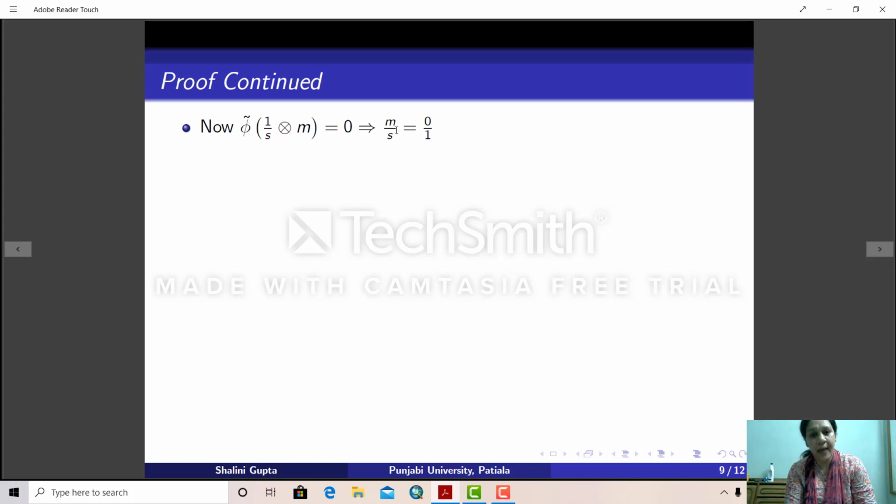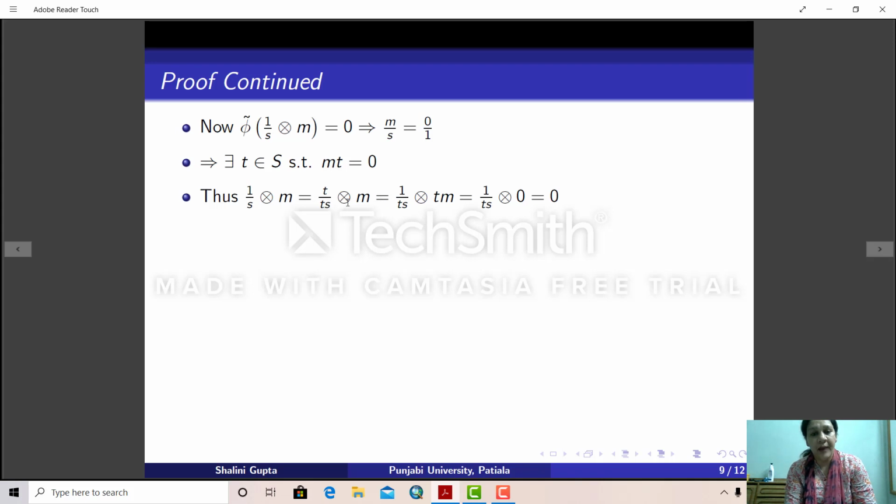So this means m by s will be equal to 0 by 1. That is, there will exist some element t in S such that mt is equal to 0. Now, 1 by s tensor m can be written as t by ts tensor m, because this element belongs to S inverse R.